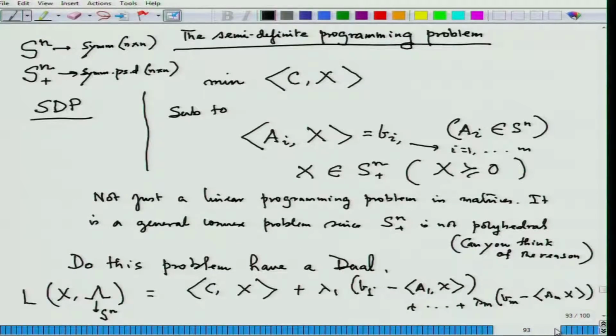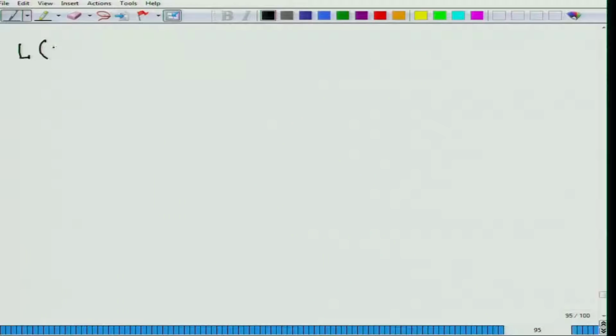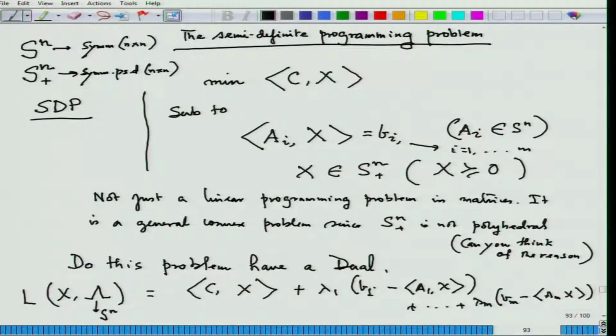Okay, let me tell you one thing, we can possibly extend this Lagrangian a bit. Let me write L of x, S, lambda. Well, lambda is a vector, right. I am writing this lambda almost like a matrix, but lambda is a vector, because it is nothing but lambda 1, lambda 2, up to lambda m. No, sorry, it should not be in Sn, it should be in Rm.